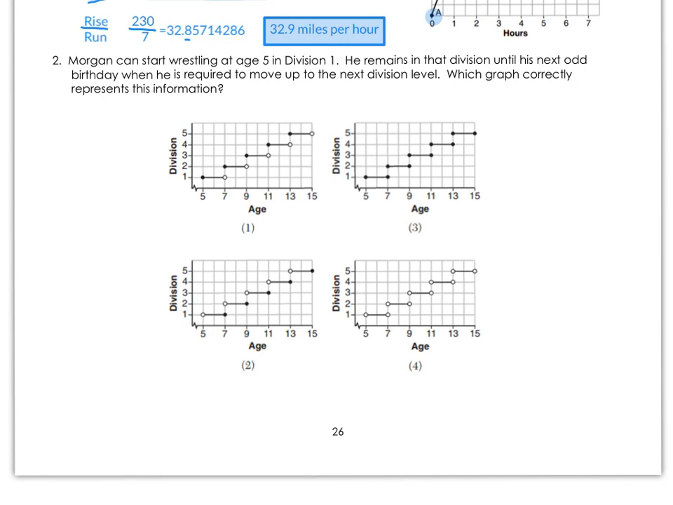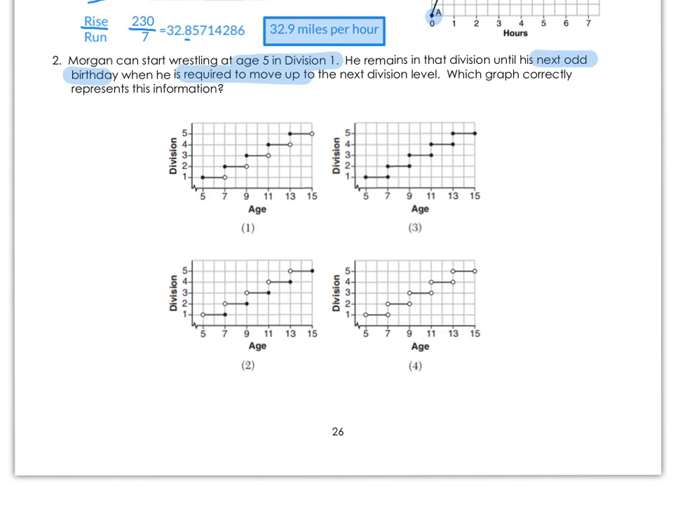Okay, this next question says that I need to look at the graphs, and Morgan can wrestle at age 5 in Division 1. He then remains in the division until his next odd birthday when he is required to move up to the next division level. Which graph correctly represents this information?